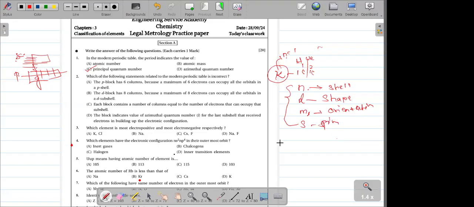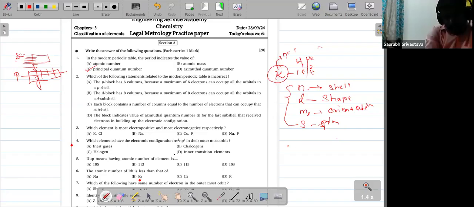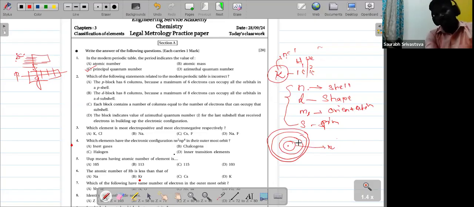Quantum number. Now n is the shell. Now you are taking one nucleus, this is the first shell, this one is the second shell, this one is the third shell, and this one is the fourth shell. So here we are writing K, that is first shell from the nucleus. Second shell, L shell. Third shell, M shell, and fourth shell, N shell. Now this is nothing but the value. K means 1, L means 2, M means 3, and N equal to 4.